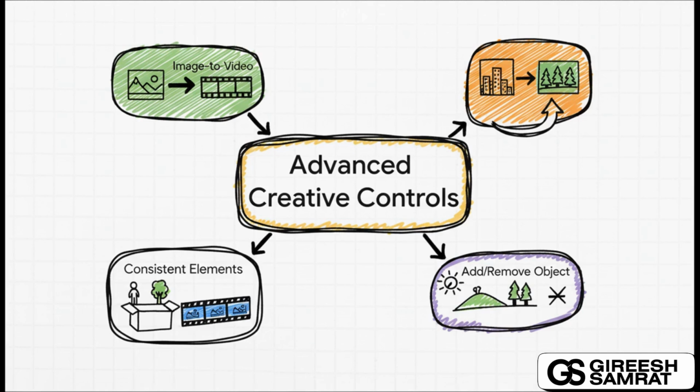Okay, but now let's get to the really good stuff, the advanced creative controls. This is where the real magic happens. We can animate from an image, keep characters and objects consistent with ingredients, create these buttery smooth transitions, and even manipulate objects in the scene. These are the tools that give you that true directorial power.